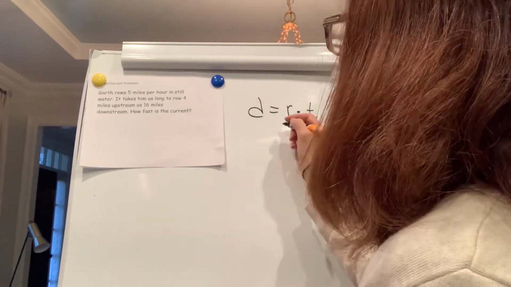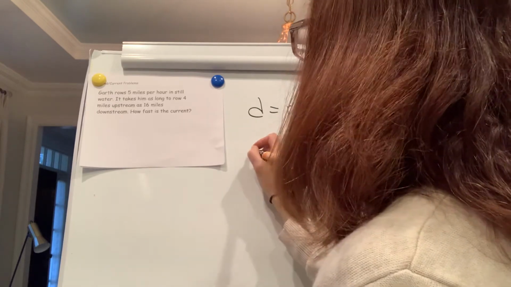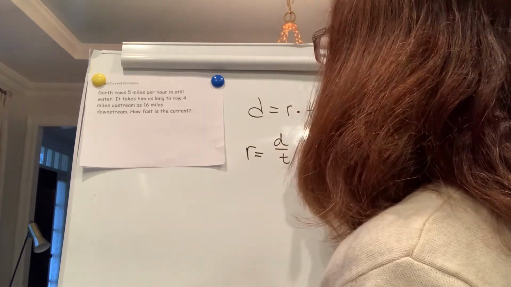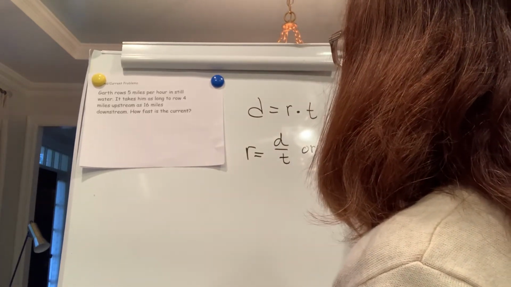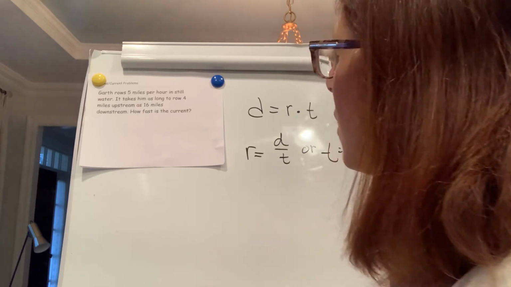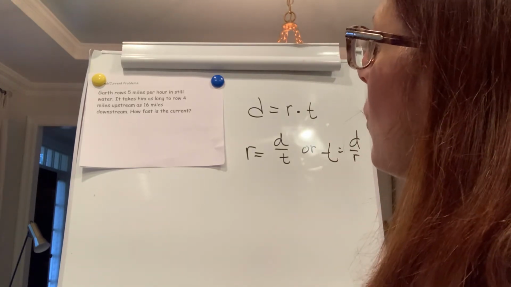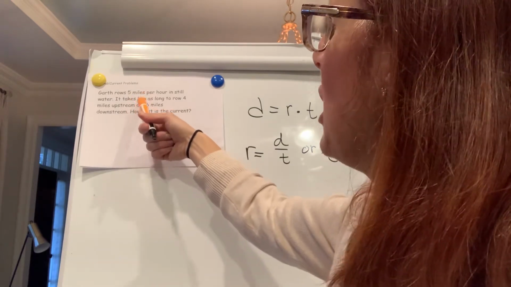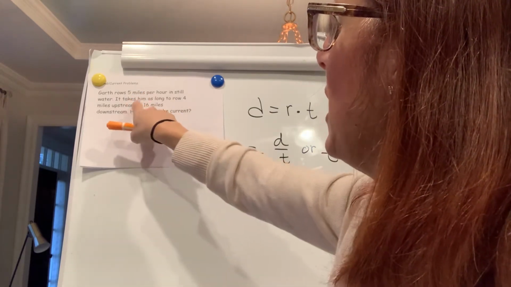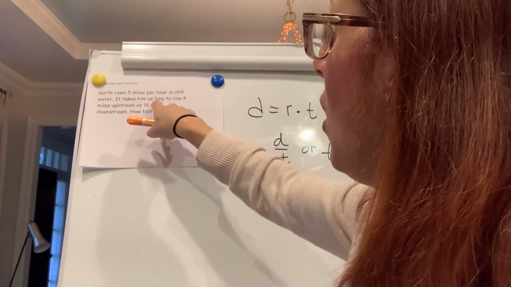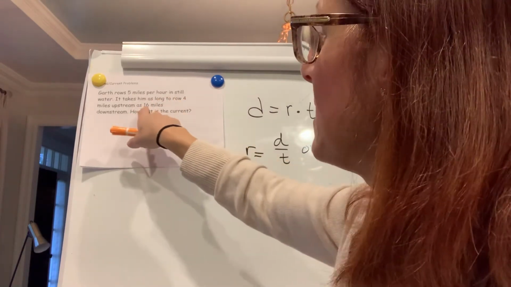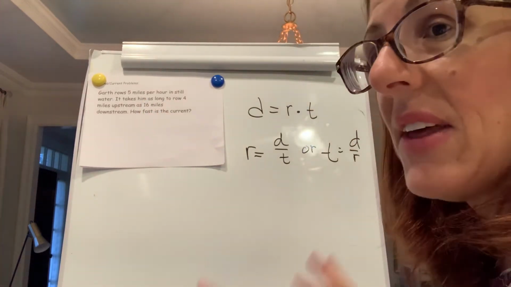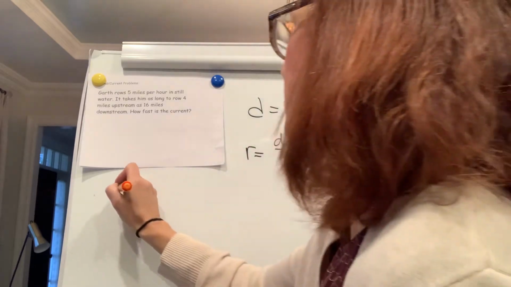We can solve this. It is equivalent to, if I divide both sides by t, rate equals distance over time, or I could write time equals distance over rate. In this problem, we know that the times are the same. It took him just as long to row 4 miles upstream as 16 miles downstream. So we want to set up an equation that sets the two times equal to each other.